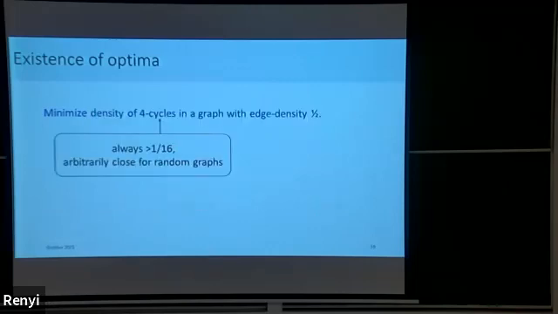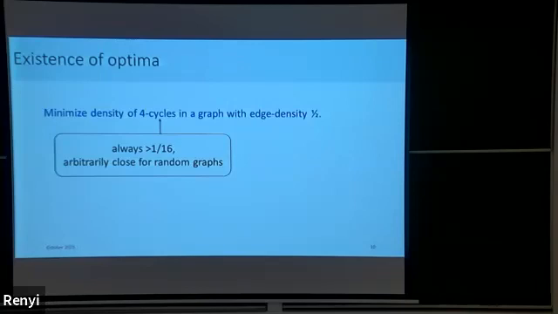Now let's look at a graph theoretic problem. And that's a valid problem in graph theory. Find the minimum density of 4-cycles. This density is the t(C4, G) that was introduced in the previous talk. So the minimum density of 4-cycles in a graph which has edge density half. So half of the possible edges are present.